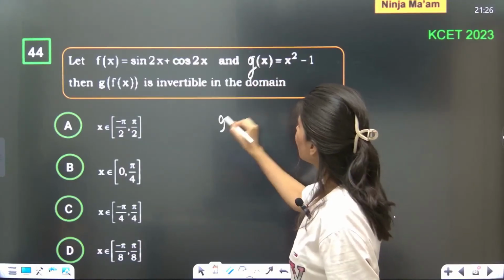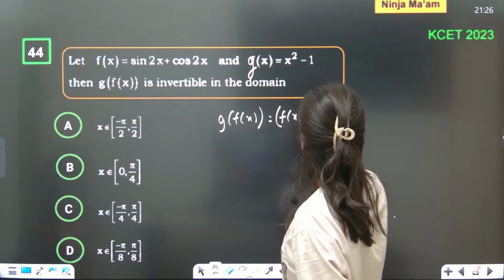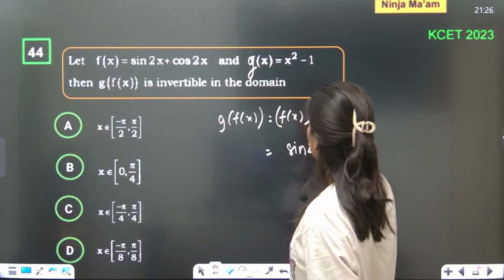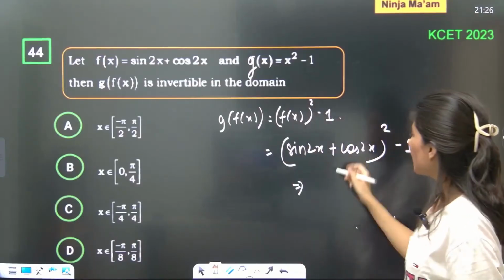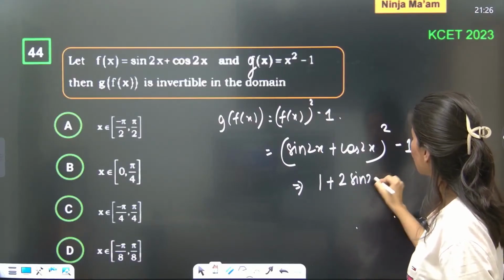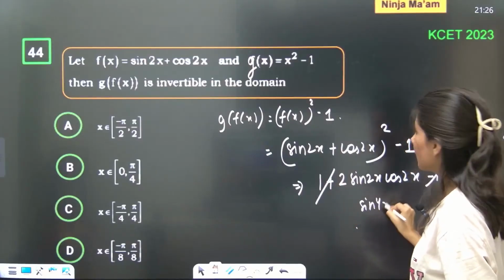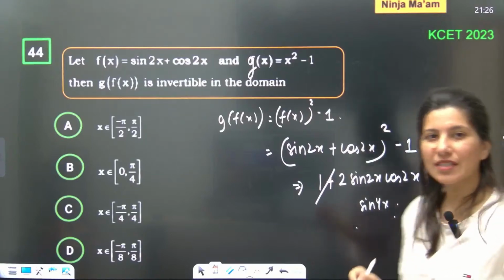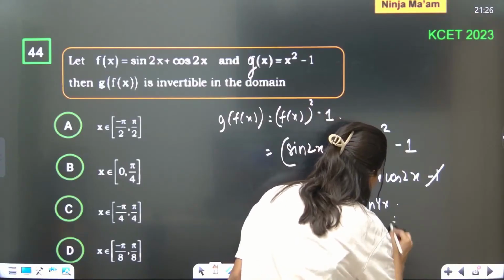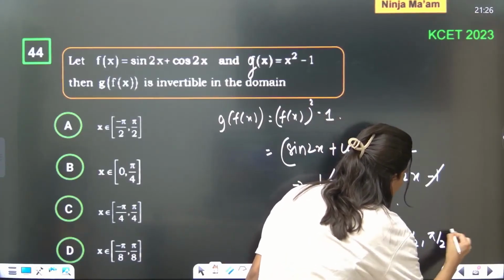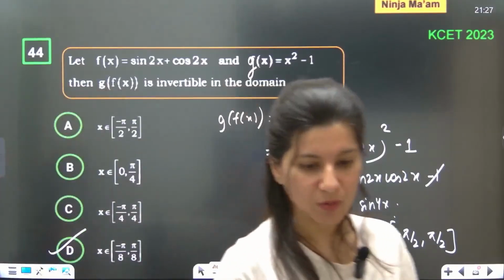Now, they are talking about g of f(x). So g of f(x) will be equal to f(x) whole square minus 1. So f(x) is (sine 2x plus cos 2x) whole square minus 1. Sine square plus cos square is 1, plus 2 sine 2x cos 2x, minus 1. So this is sine 4x. So g of f(x) is sine 4x. Now sine function is invertible in minus pi by 2 to plus pi by 2. So 4x belongs to minus pi by 2 to plus pi by 2. That means x belongs to minus pi by 8 to plus pi by 8, which is matching with option D.